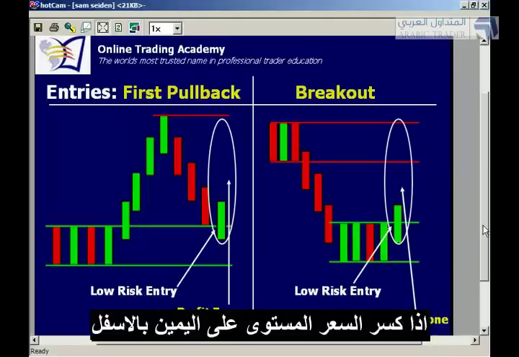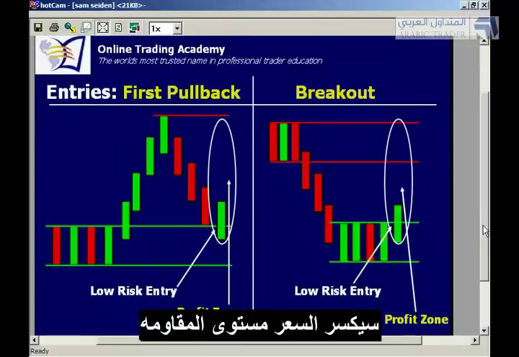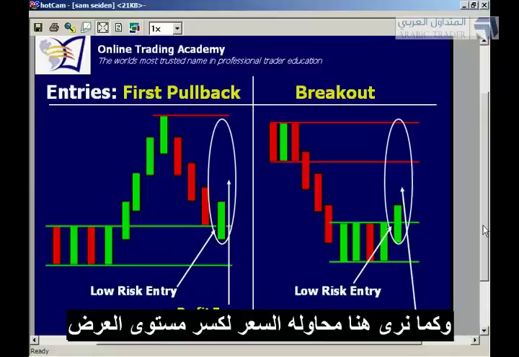If prices break out, as they do here in the lower right corner of the chart, we want to simply look to the left and ask, what are we breaking out into? Are we breaking out into a resistance level, or are we breaking out into clean air? Here we can see there is some room before we get to a supply level, so you could take that breakout.